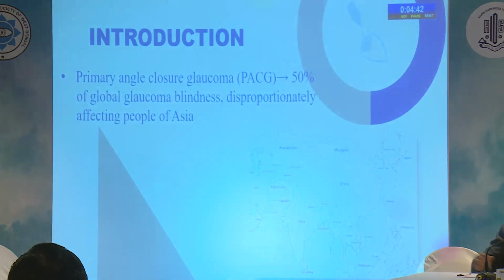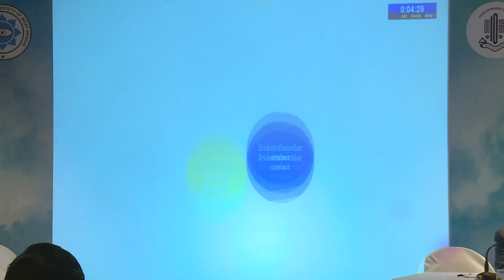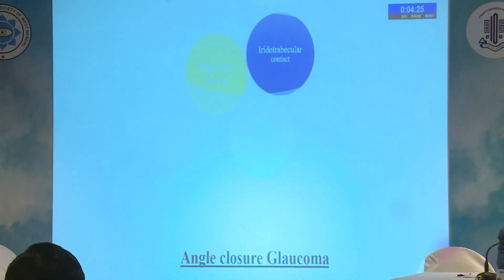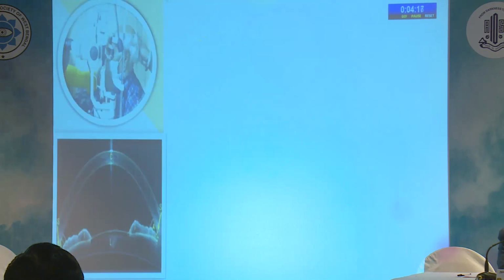First of all, why do we need to study this topic? Because primary angle closure glaucoma accounts for about 50% of global glaucoma blindness, and it disproportionately affects people residing in Asia, that is us. There are various pathophysiologies which have been discussed for causing angle closure, including pupillary block mechanism, the iridotrabecular contact, and various lens and iris parameters which will be discussed in our study.